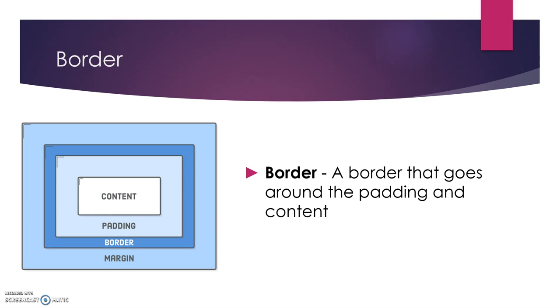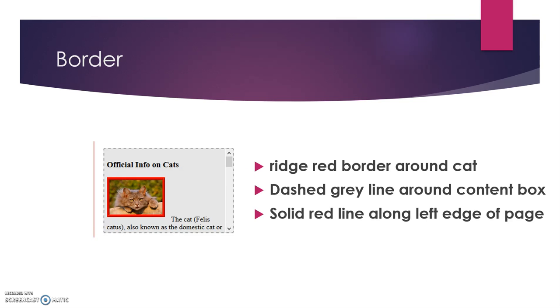Next comes the border. The border can be either blank or it can be a physical border around the block of text or an image. Let's look back at this Khan Academy tutorial image. Notice there is a ridged red border around the picture of the cat that looks like a picture frame. There's a dashed gray line around the text box, and there's a thin, solid red line along the page edge.